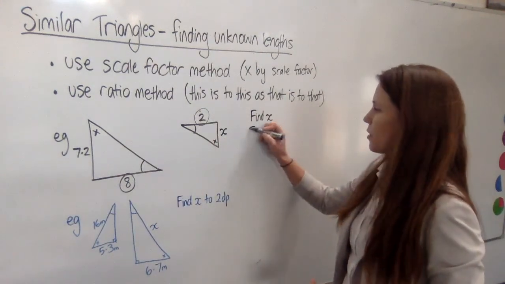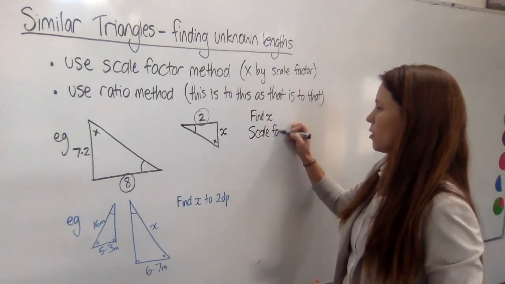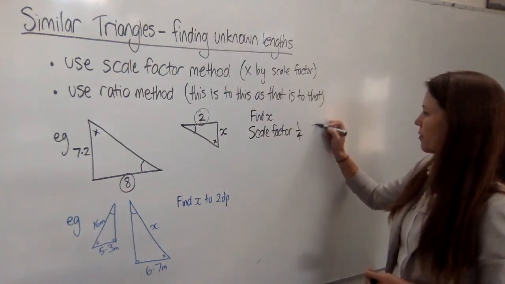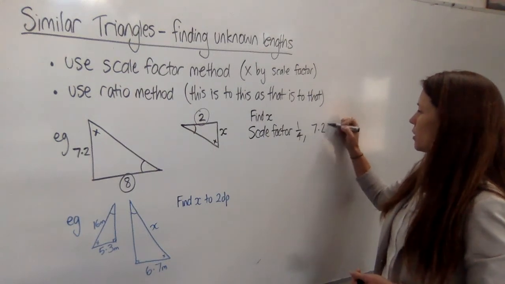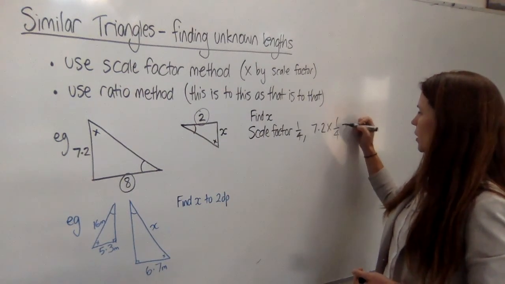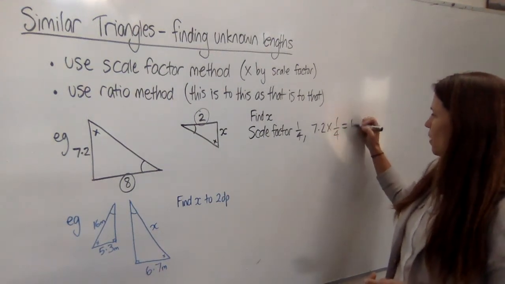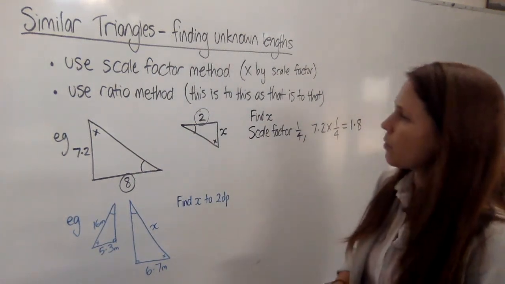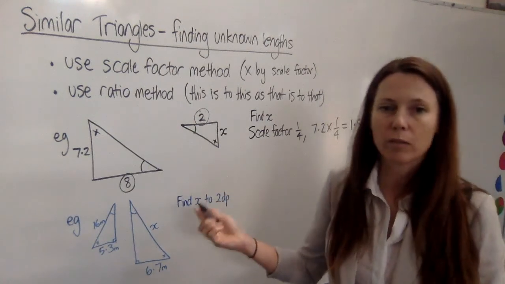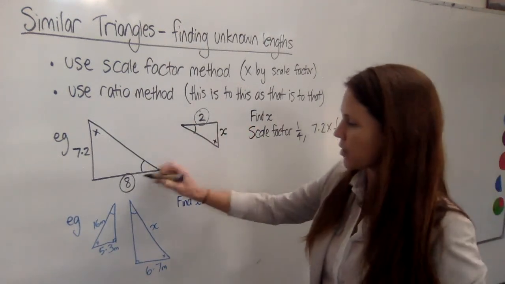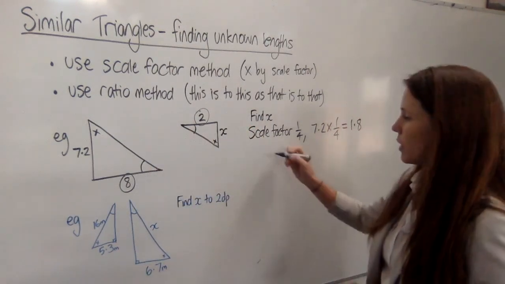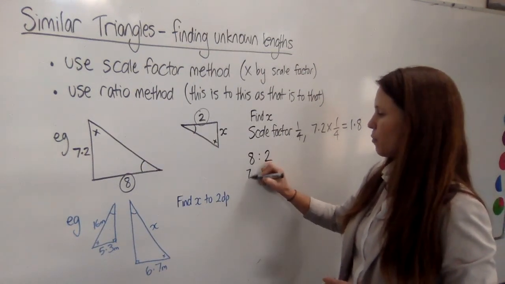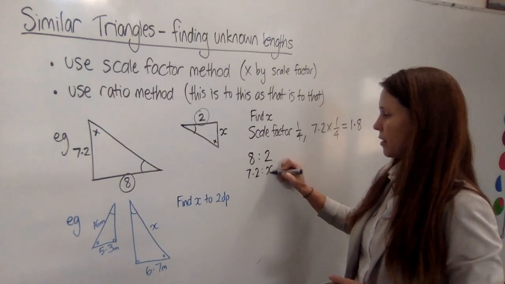So the first method: find the scale factor, which was a quarter, and multiply by it. So we have 7.2 times a quarter, which gives me, what, 3.6, 1.8. So I've got 1.8. Now, how would you use the ratio method? Well, you work out which sides are corresponding. So I've worked out the 8 is with the 2. Now you can say 8 is to 2 as 7.2 is to x.